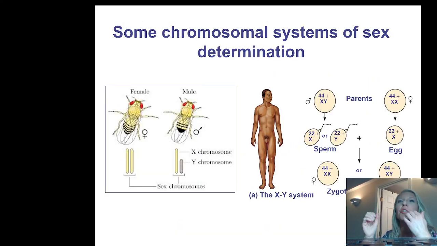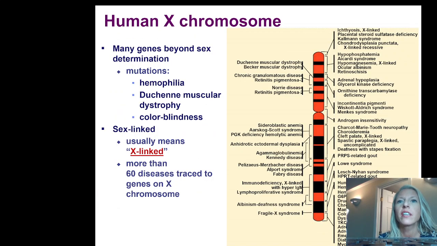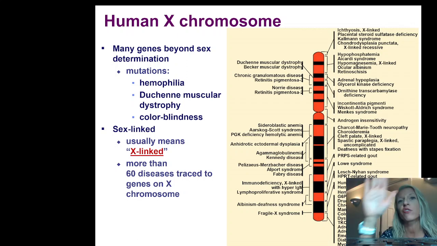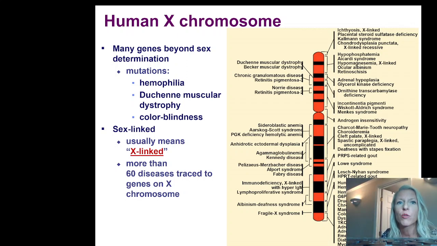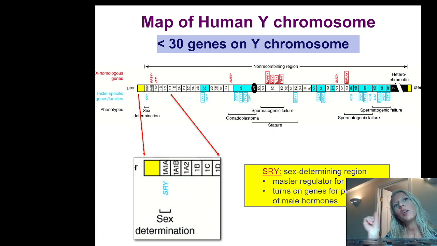So, chromosomal determination of sex, the XY system. This is the X chromosome. There are a lot of genes on the X chromosome, and you can have a lot of mutations for genes on the X chromosome. A lot of them are what are called sex-linked or X-linked, which we'll get to, which is just passed down through the X chromosome, usually a father to daughter, mother to son sort of deal. Y chromosome, a little bit less going on.